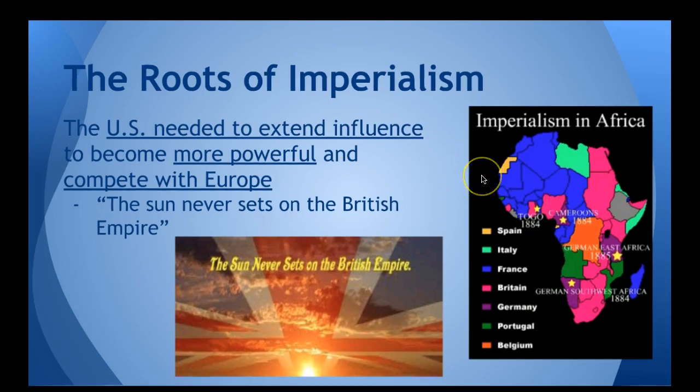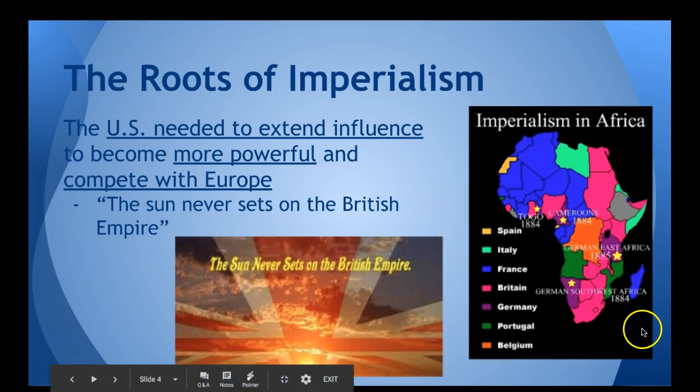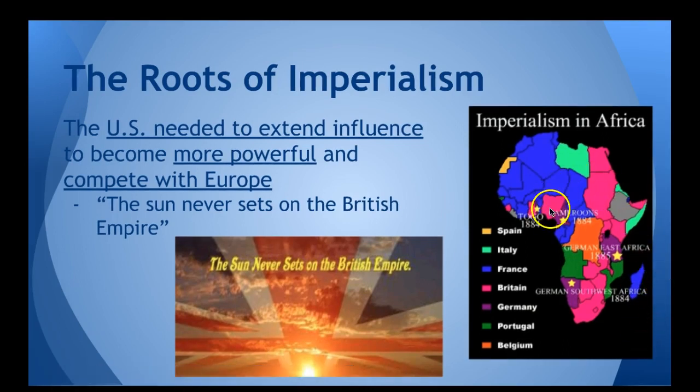We see over here a map of Africa. By the late 1800s, the continent of Africa had been colonized by European nations. We can see here how they're divided up, with only two countries not being taken over, and that being Ethiopia over here, and I believe this is Liberia.